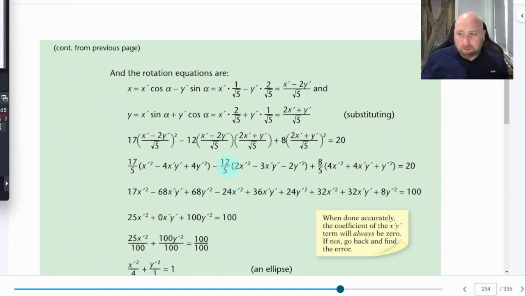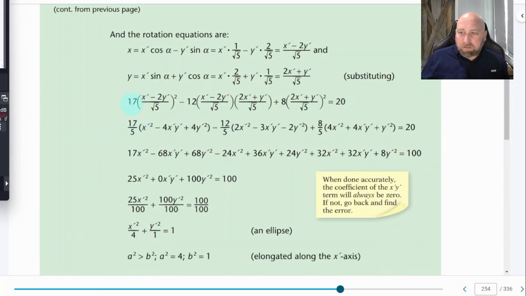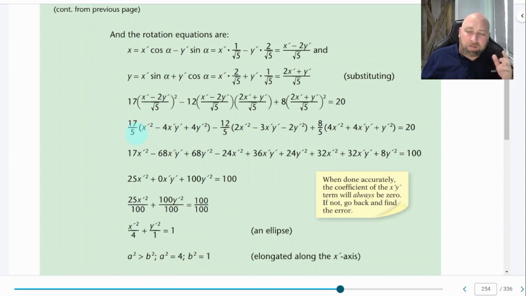Let's jump back over to the book, and this is what they did. So they squared this, and here's their x prime squared minus 4x prime y prime plus 4y prime squared. That's what we got too when we did our math. So then they had the 5 underneath here when they did this, but they were able to get rid of it by pulling it out front. They did that on all of them. Since they're all square root of 5 denominators, they pulled them all out. And then we're left with this massive polynomial.